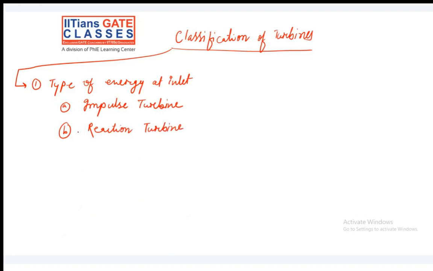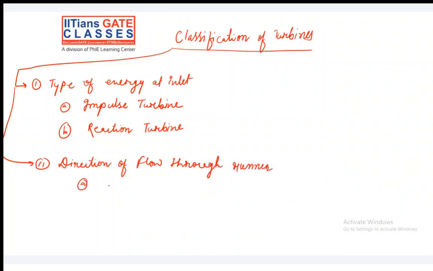Then we have the second thing. Sometimes there can be questions based on this classification, but they are very easy questions. If it comes, it will be very easy, but we should know it. So the second thing to classify is the direction of flow through the runner.